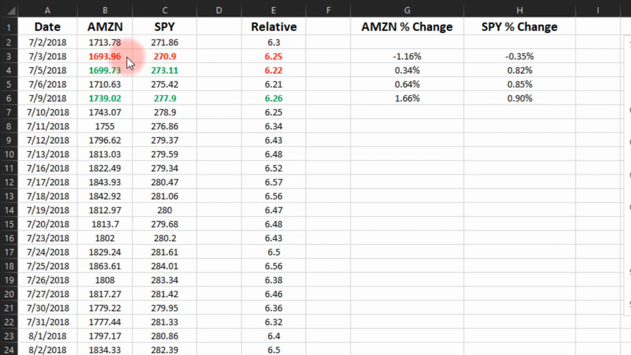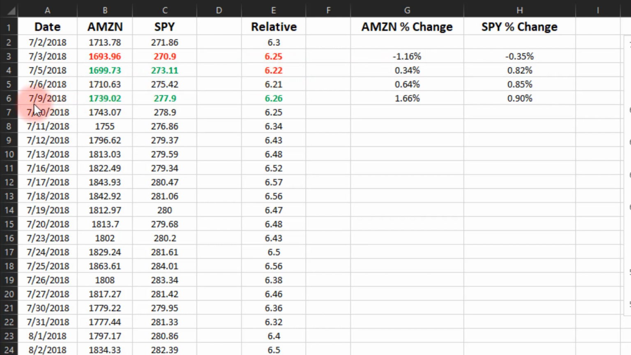Now here's another interesting example. Notice on the next day, both Amazon and the SPY increased. Amazon went from 1693 to 1699. S&P went from 270 to 273. And if we divide those out, we get 6.22. But it's a drop from the previous measurement at 6.25. Why did we fall to 6.22? Because even though both prices went up over here, Amazon only increased 0.34%, whereas the S&P increased 0.82%. So again, Amazon underperformed the S&P, and that's why we see a decrease in this indicator.